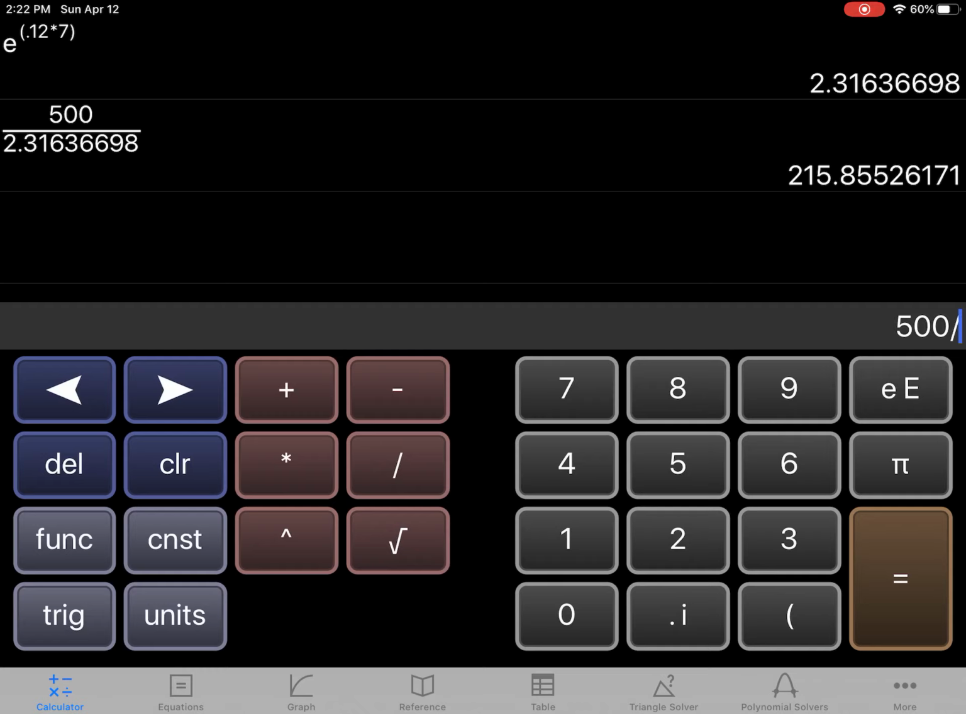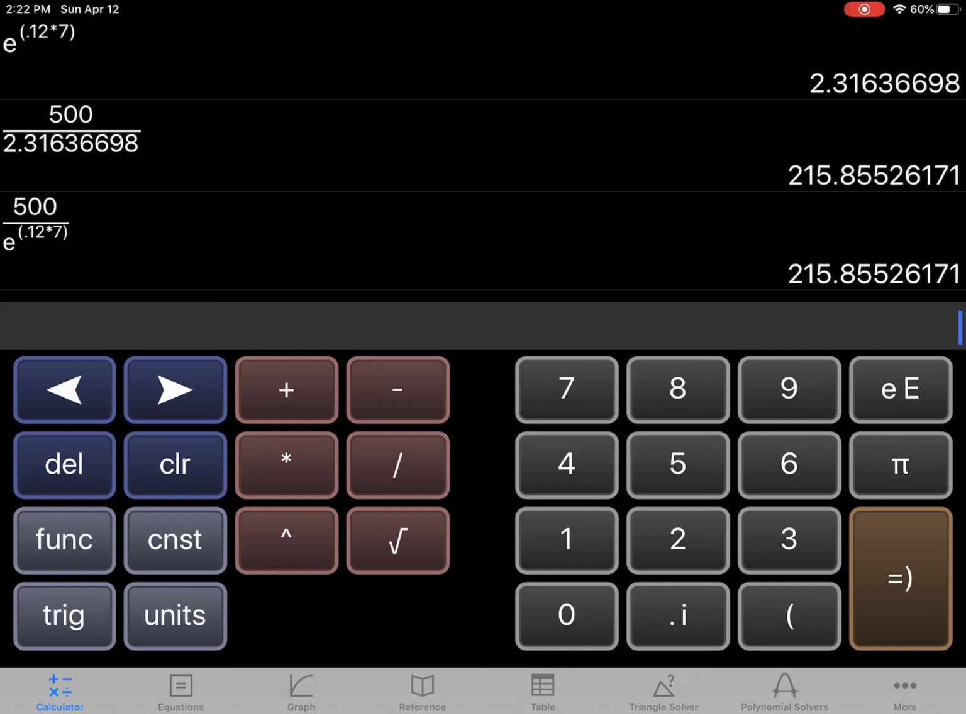A different way we could have typed it all at once would have been saying, oh yeah, we want to divide, and then we want to divide by e to the parenthesis 0.12 times 7, close those parentheses, and of course we get that same answer. So if you want to type it in all at once and not have to worry about the rounding, that's a way to do that. Or you can use the second answer. So a couple different ways.